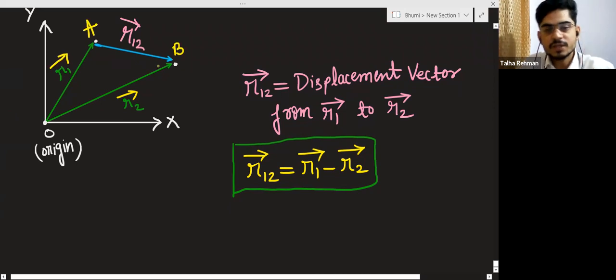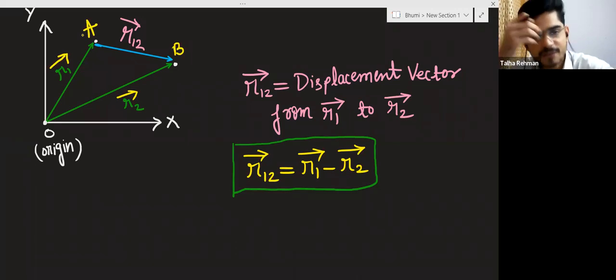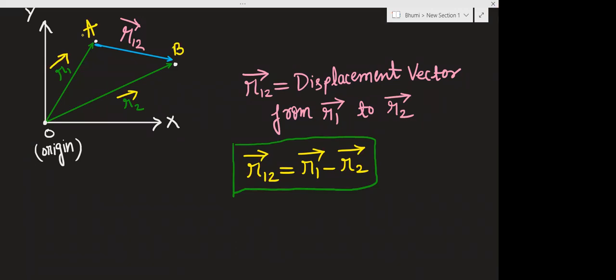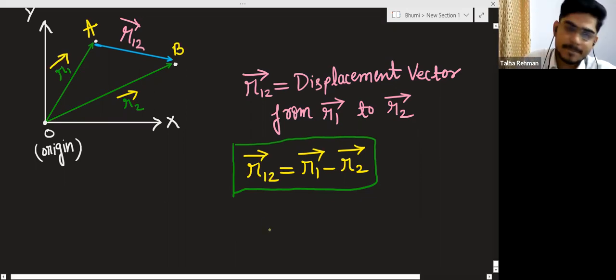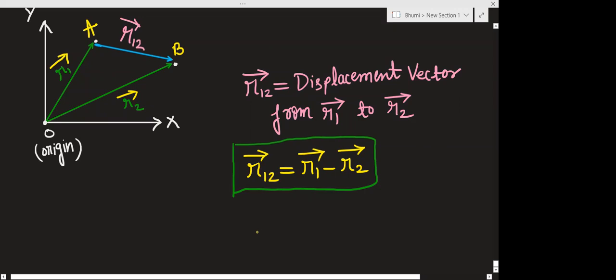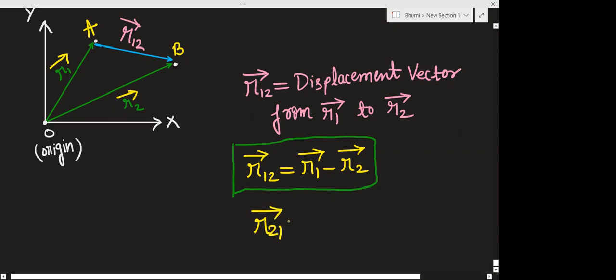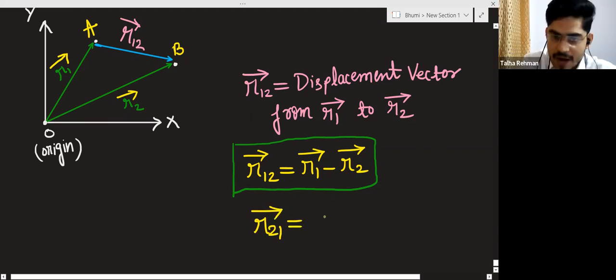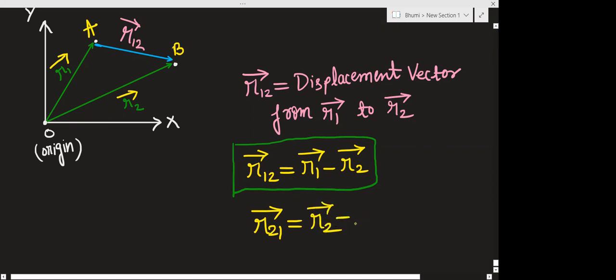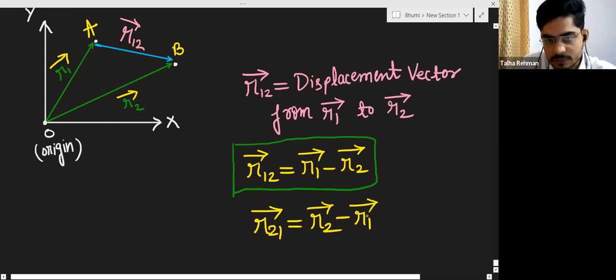Bhumi, if someone can move from A to B, so he or she can also move from B to A? From B to A, it will be vector R21. Very good. So how should I write this? R2 minus vector R1. Very good.